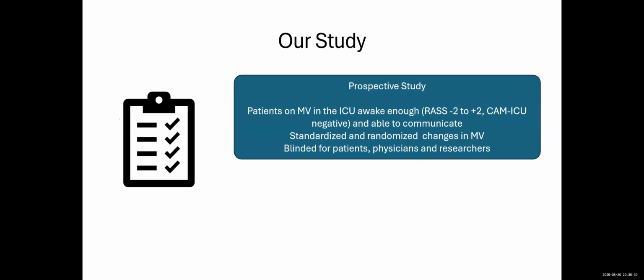We're going to include patients on mechanical ventilation in the ICU who are awake enough, with a RASS of -2 to +2, and CAM-ICU negative. CAM-ICU is a validated delirium measurement, because they cannot be confused. They have to be able to communicate. Of course, they're not going to be able to talk, but at least point or nod or shake their heads. And we're going to blind the patients because they won't know what we're doing.